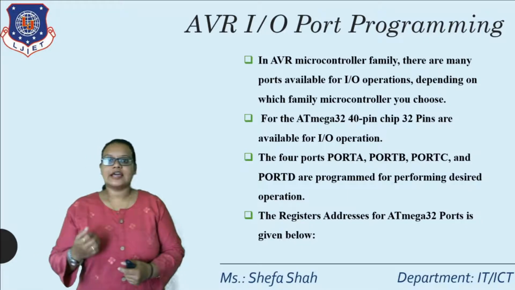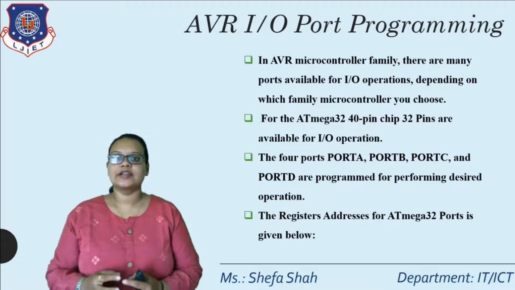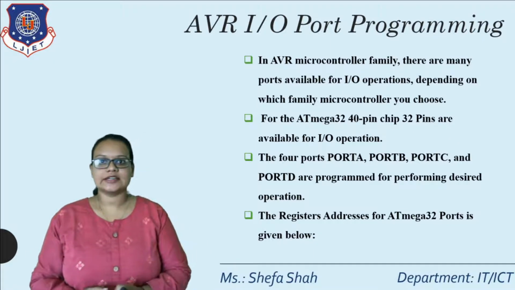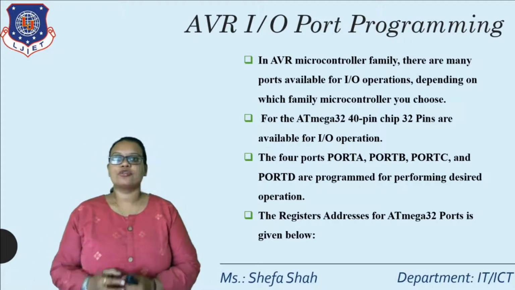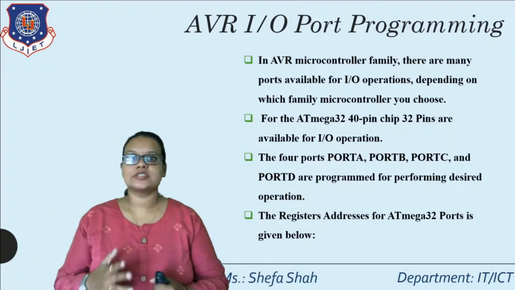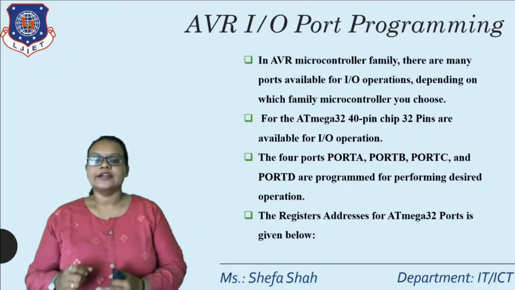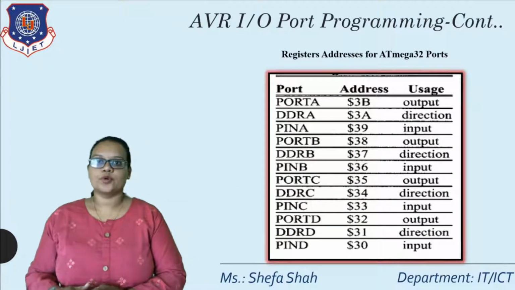So there are 12 registers in total, related to input or output, which direct us whether the port will work as an input or output. The four ports, port A, port B, port C and port D, are programmed to perform the desired operations. Now we will see the register addresses for this IO port programming.